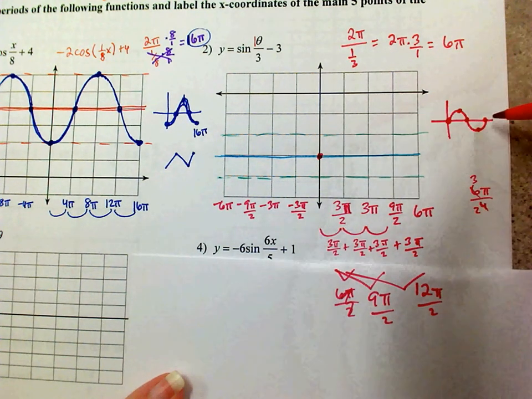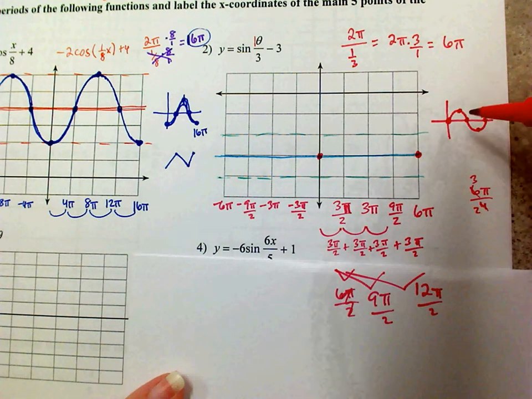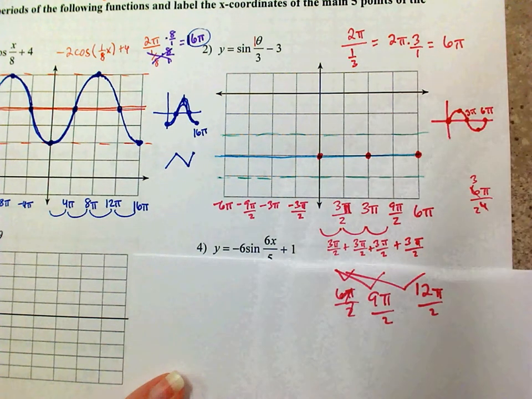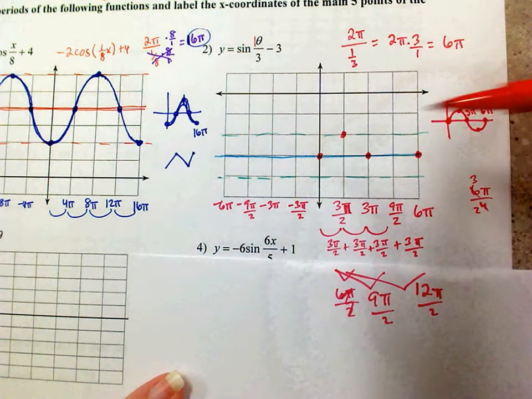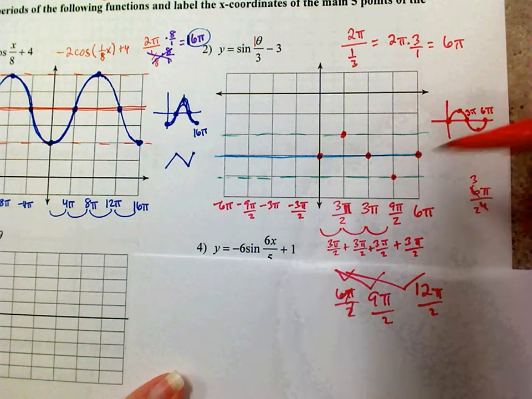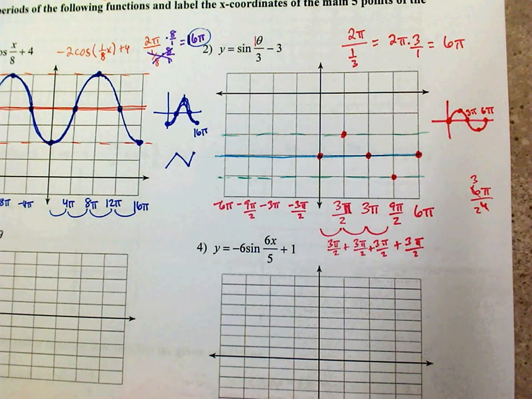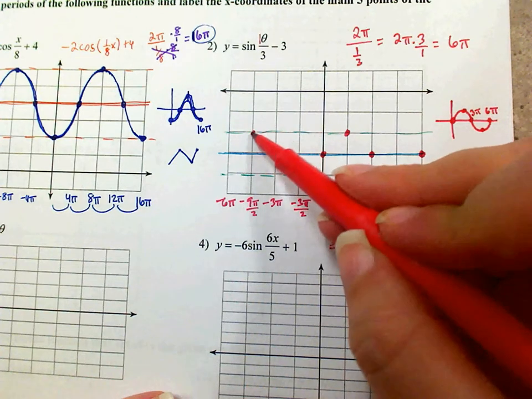And the period is 6 pi, so that should be 6 pi, so there I should be there. And 6 pi should be back in the midline. At 3 pi, I should be at the center again. And then I know halfway between 0 and 3 pi I should be at the max, and halfway between 3 pi and 6 pi I should be at the min. Okay? And then we just keep the wave going. So, minimum, midline, max, midline.